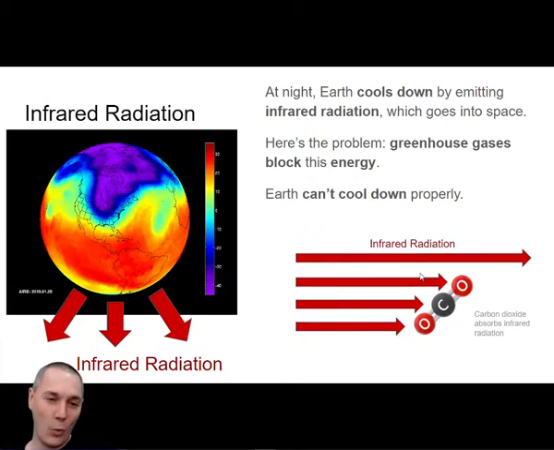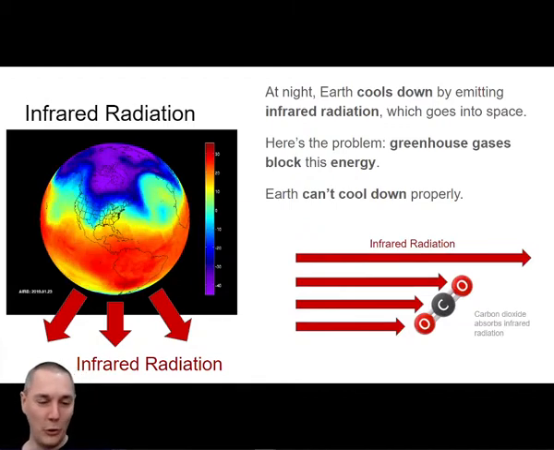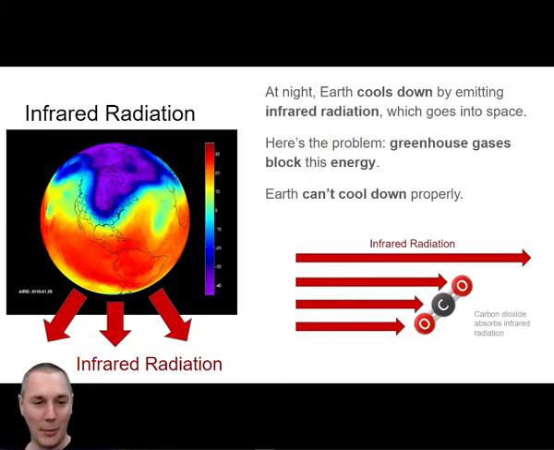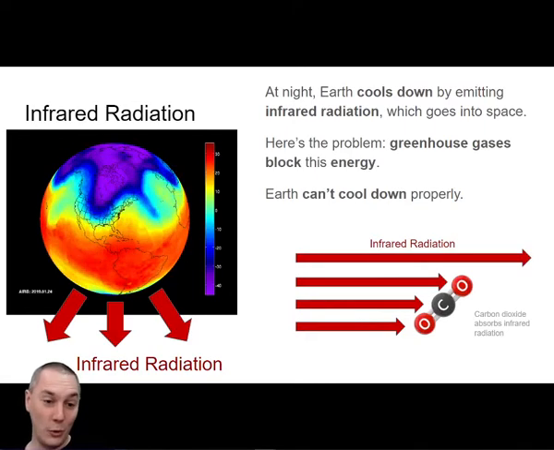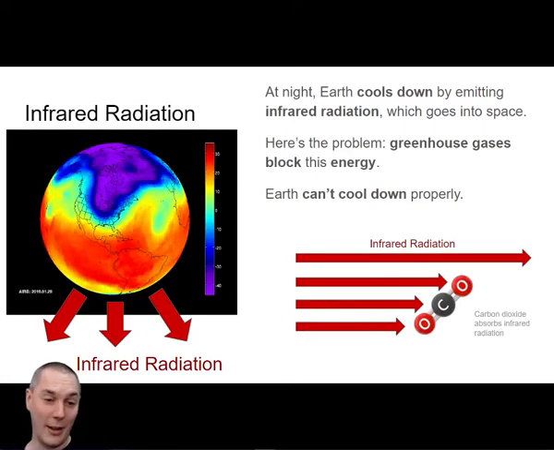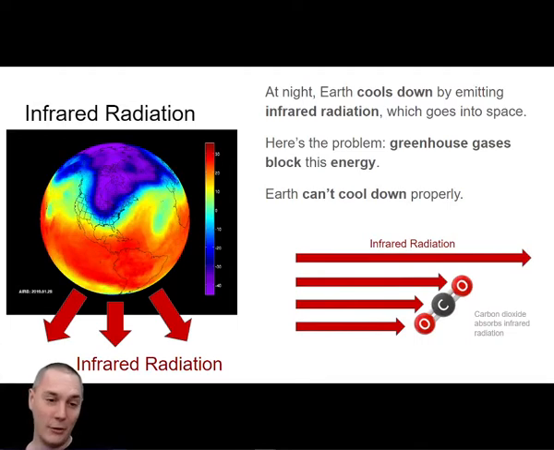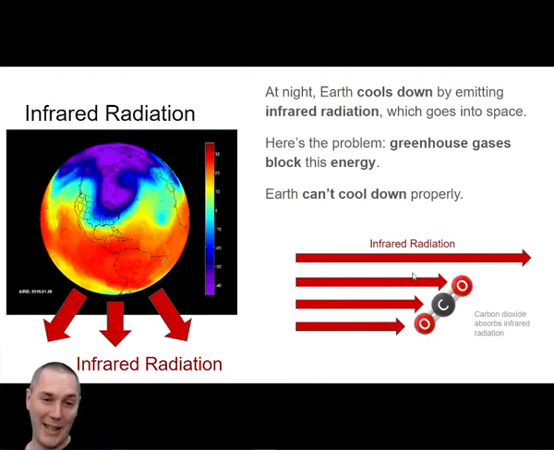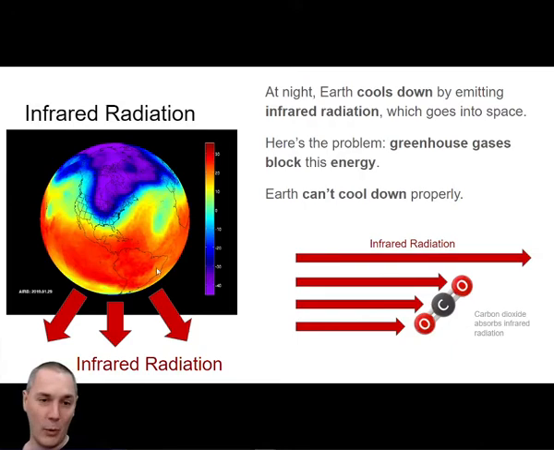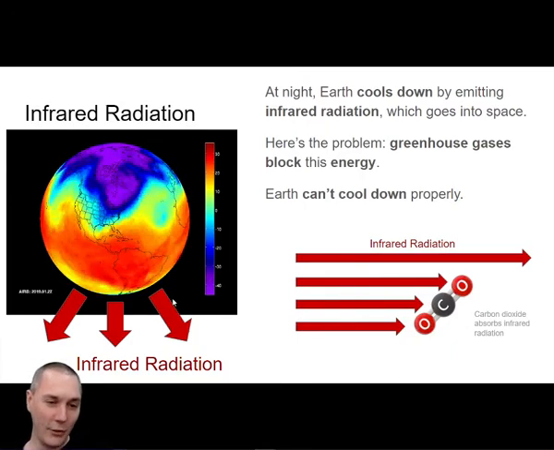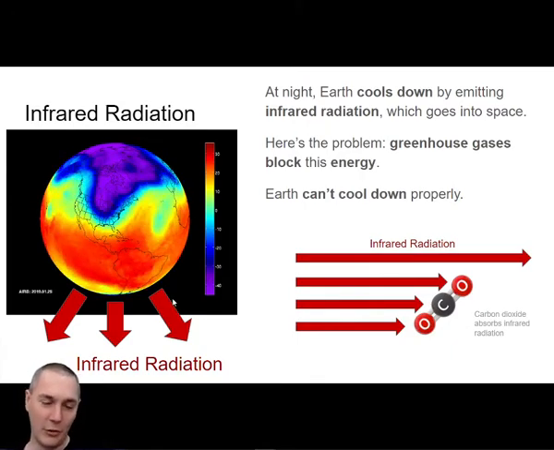Now, when the Earth is nice and warm, nice and toasty, when nighttime comes, the Earth starts to cool down and lose some of its heat energy, lose some of its temperature, and it loses its heat energy by giving out radiation. So not coming into planet Earth, but going away from planet Earth. This is not solar radiation, this is a different sort of radiation.